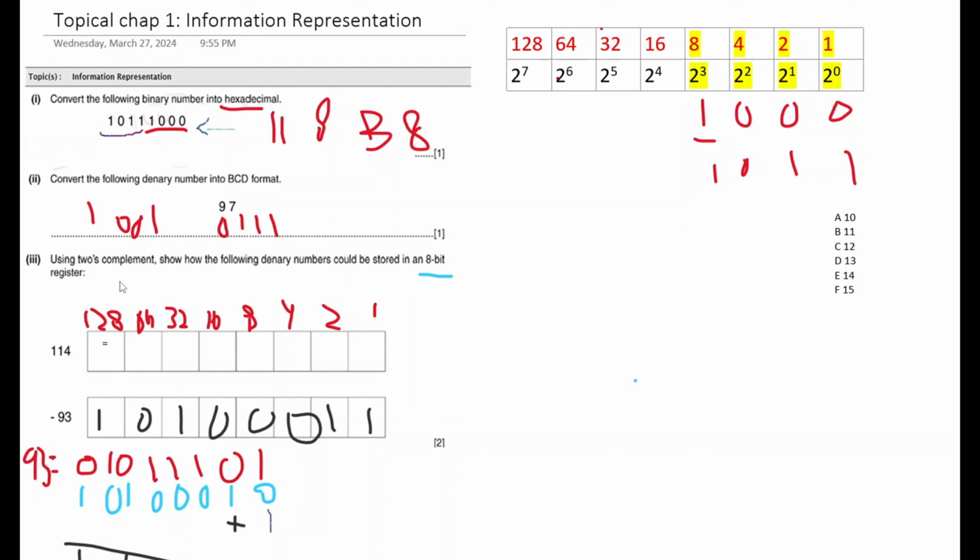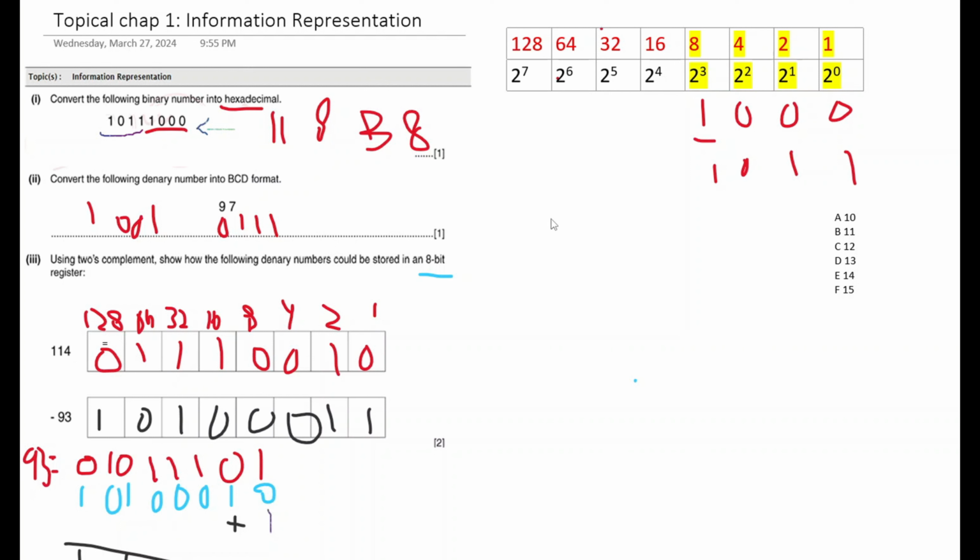So if I write here 0 and try different combinations, how can I get 114? 64 plus 32 plus 16, plus 2, and 0. Now see, if I add 16 plus 32 plus 64 plus 2, I will get the number 114. So you have to do mental mathematics over here, adding up different numbers so that you can get 114.